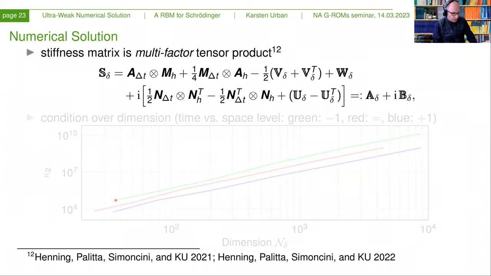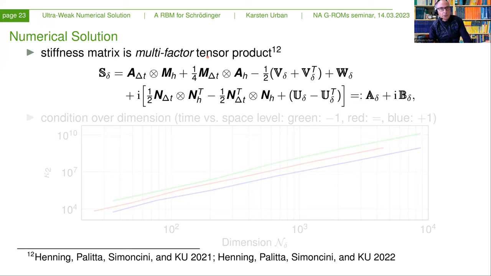If you do this simultaneous space-time discretization, this is the nightmare that you get. So this is the stiffness matrix. Looks kind of ugly. So here we have a tensor product of space and time, all here in the real and the imaginary part. And the W here comes from the potential. So if the potential can be separated in space and time, then also these terms will be a tensor product, but this cannot be assumed from the very beginning.